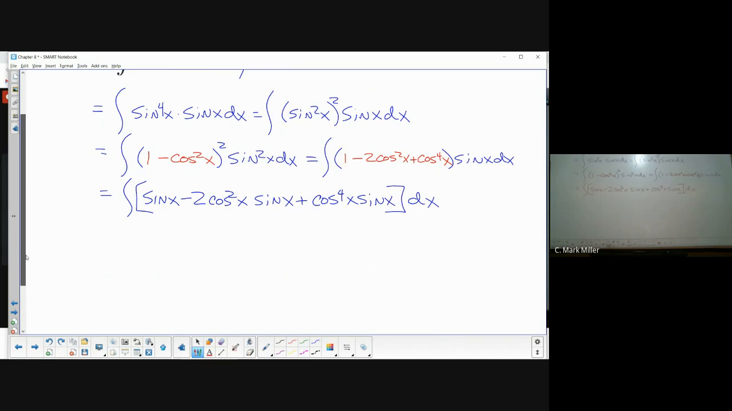Now keep in mind, the derivative of cosine is the negative of sine. So that means the integral of sine is the negative of cosine. The derivative of sine is cosine, so that means the integral of cosine is sine. Now ask yourself, what function has a derivative of plus cosine? Well, what I would like to say here is this.